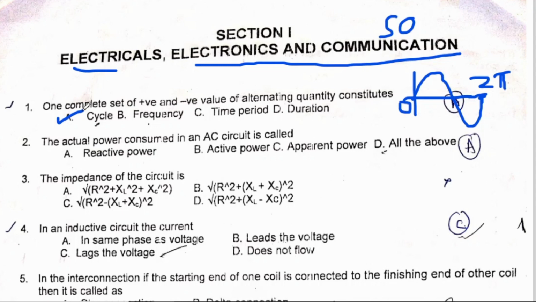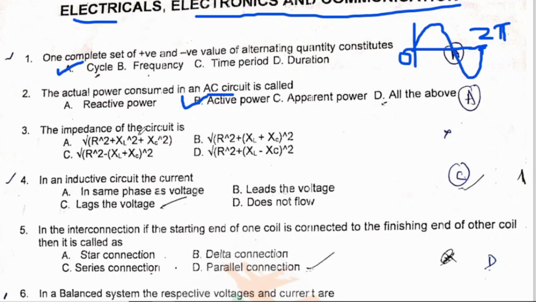Second question: the actual power consumed in an AC circuit is called? The actual power consumed in an AC circuit is called active power, not reactive power. Actual power, real power: these are all names for it.